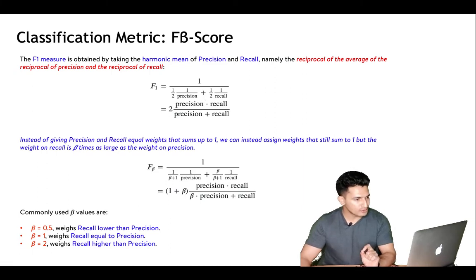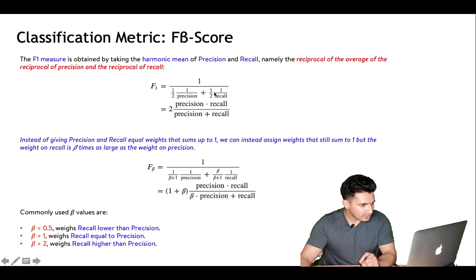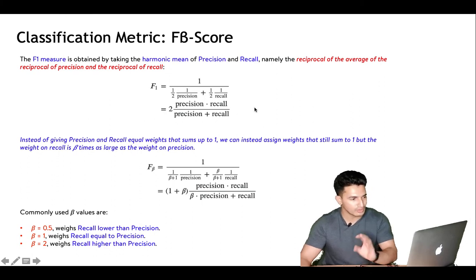Now put a close observation to the formula. There is a 1 by 2 here and 1 by 2 here, which means that we are giving equal weightage to precision and recall, that is 0.5 to precision, 0.5 to recall. Or you can otherwise also say that we are giving 1 weightage to precision, 1 weightage to recall, and total weightage is 1 plus 1, that is 2. Out of 2, we are giving equal weightage, 1 to precision, 1 to recall. In that way also you can look at it.